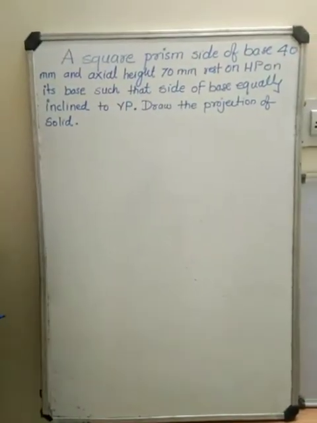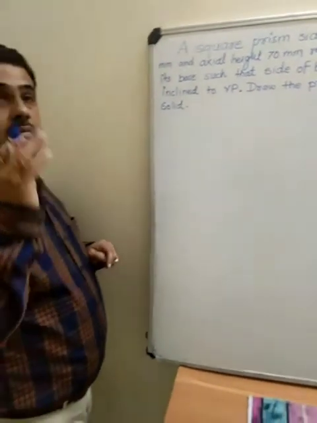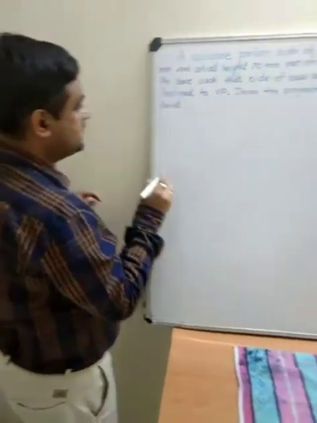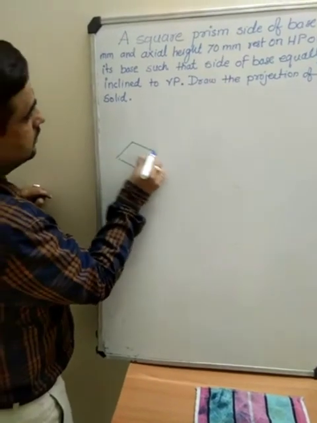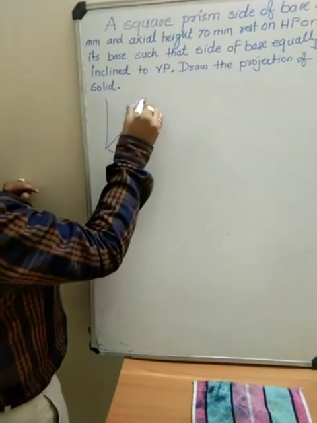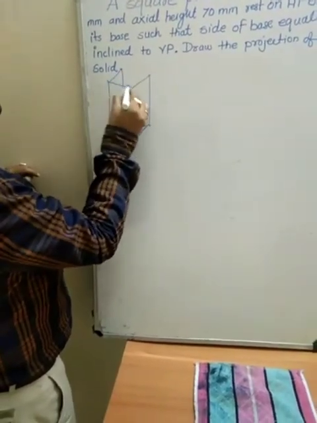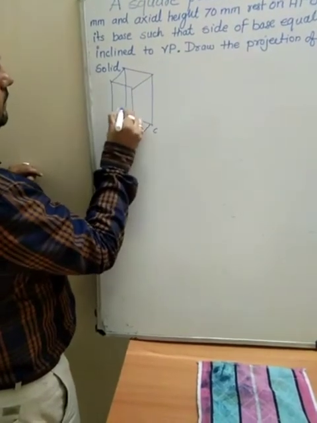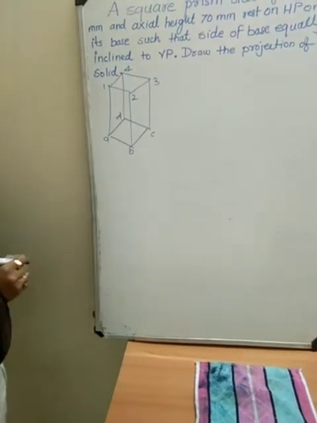After understanding the solid, you should imagine that solid. It's a square prism. Square prism is like that. The base is a square. Now this is a square prism, with corners A, B, C, D, 1, 2, 3, 4.